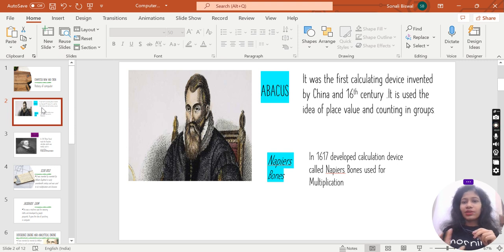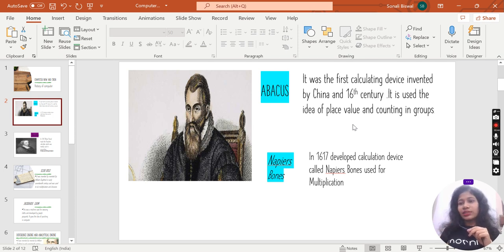First, the first computer developed was the abacus. It was the first calculating device, invented in China in the 16th century. That computer came to the market in the 16th century. It used the idea of place value and counting in groups. So the abacus is the first computer developed for calculating.